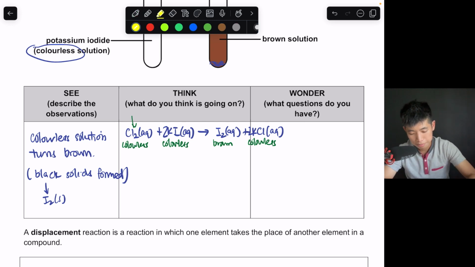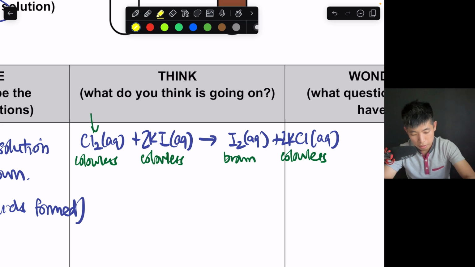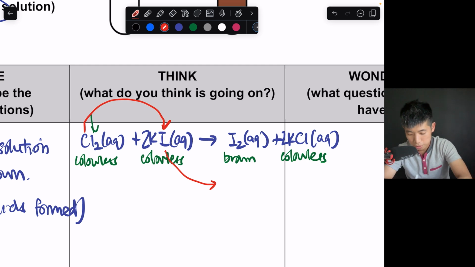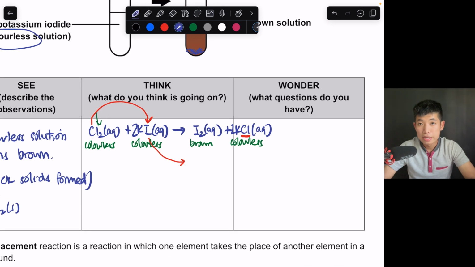I want you to observe something. Do you notice that chlorine is kind of kicking iodine out of the equation? So now chlorine takes the place of iodine, correct? So this is what we call a displacement reaction. Chlorine displaces iodine from potassium iodide. So chlorine kicks him out to form iodine and potassium chloride. And this happens because of a difference in reactivity.